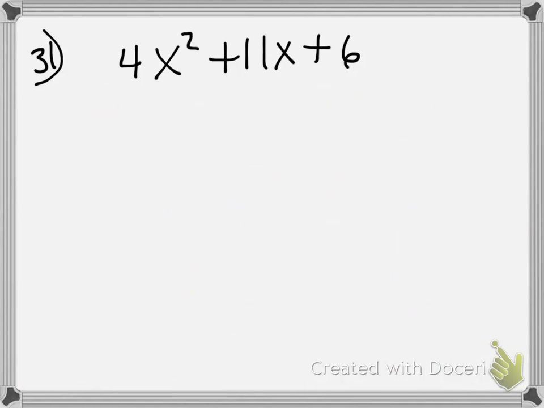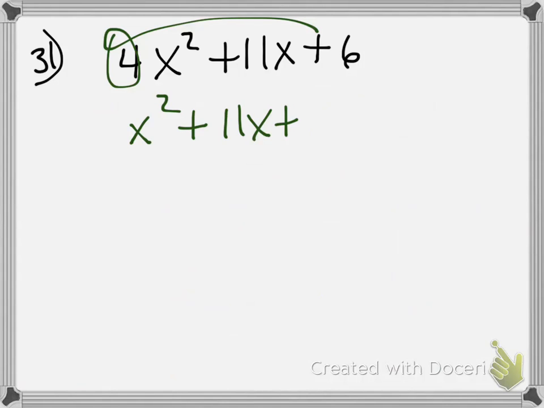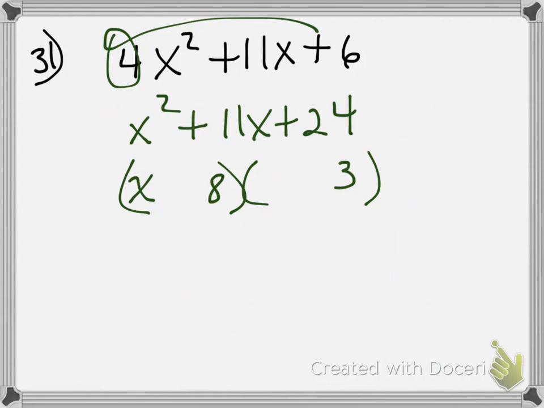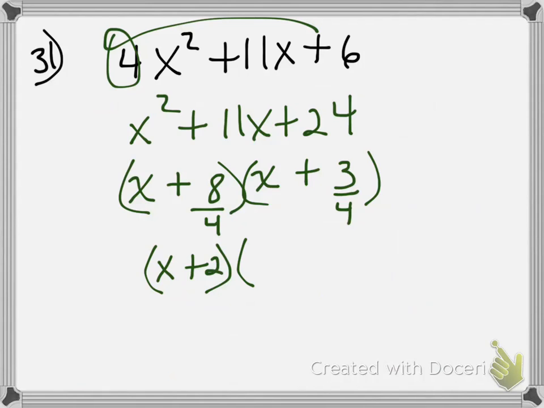For problem number 31, we are factoring. These three things do not have anything in common, so I'm going to start by taking 4 and multiplying it to the 6. So I'm going to have x squared plus 11x plus 24. I'm looking for what multiplies to give me 24, that also adds to give me 11. And I could see that 8 times 3 is 24, and 8 plus 3 would be 11. So those are the factors for this part, but I have to divide by 4 because I had a 4 to begin with. So I have x plus 2, and I have x plus 3/4.